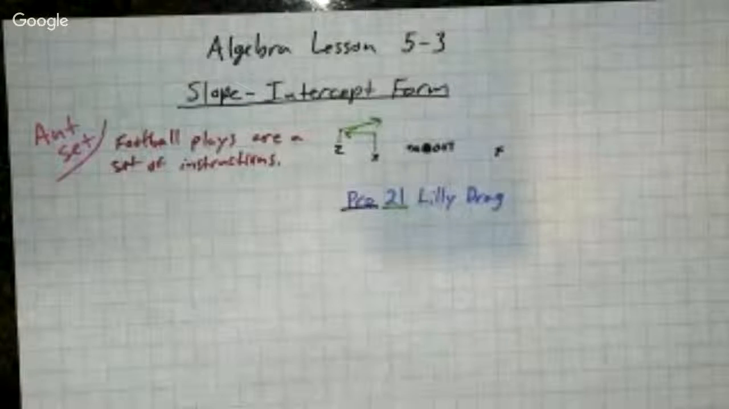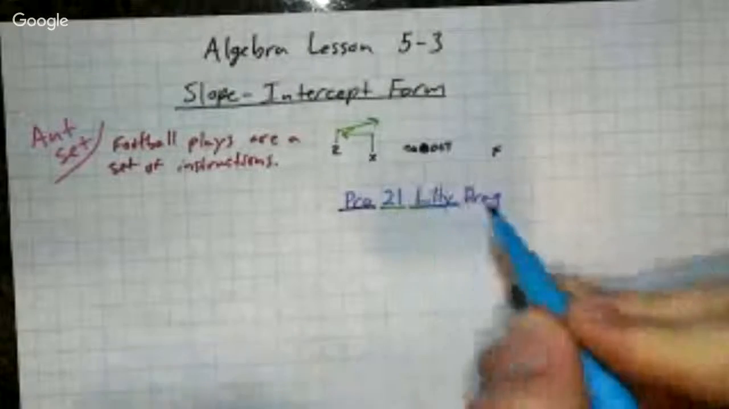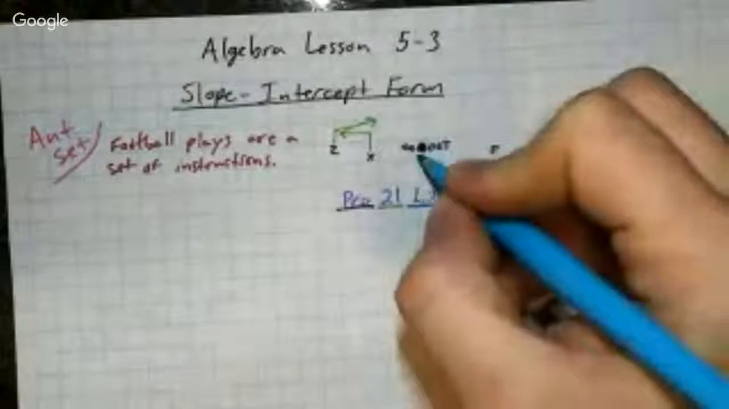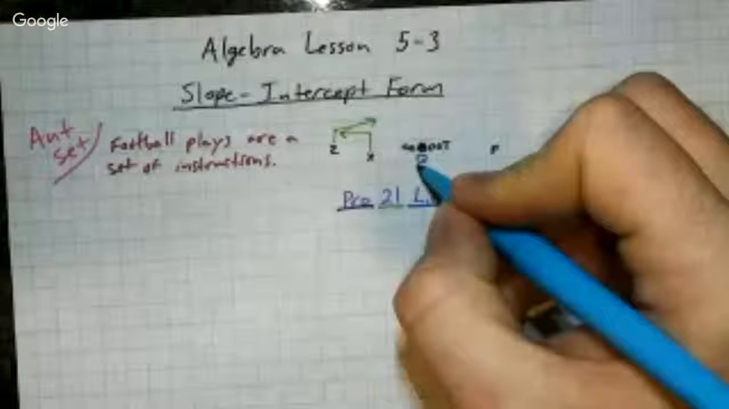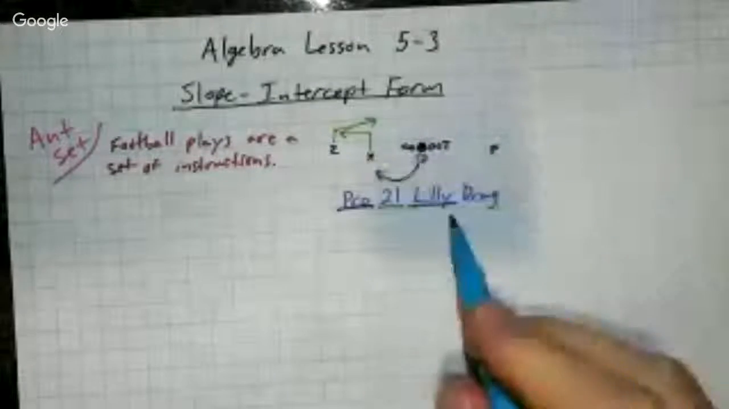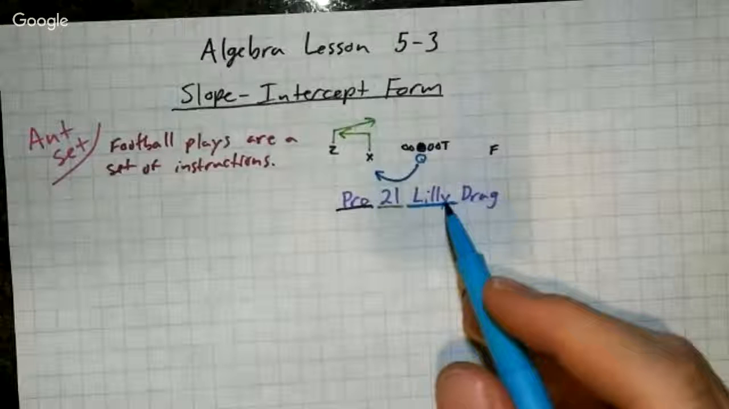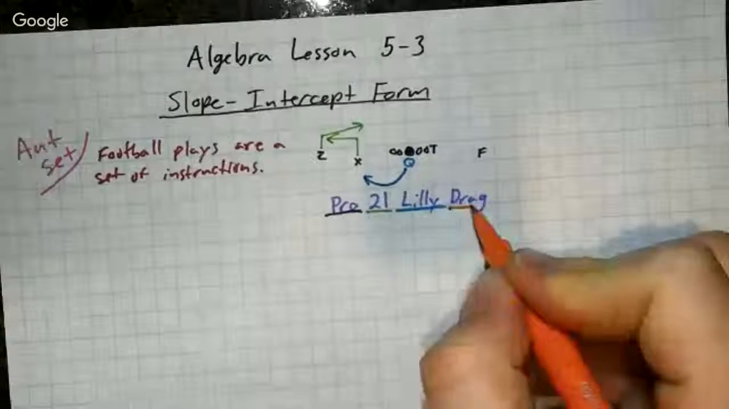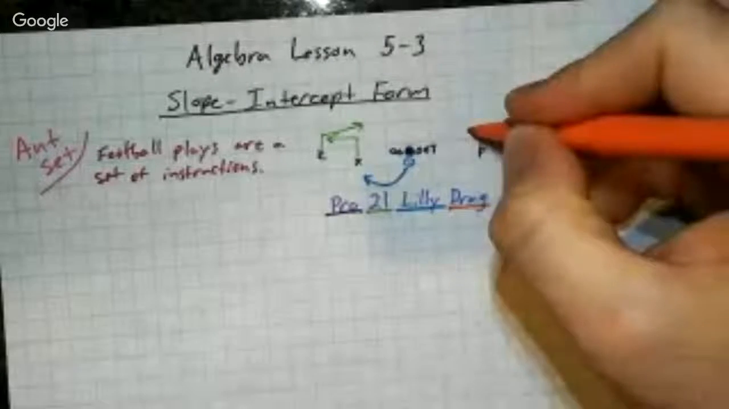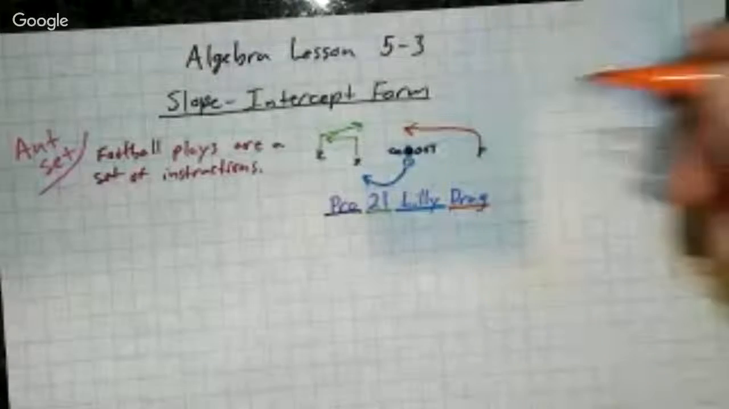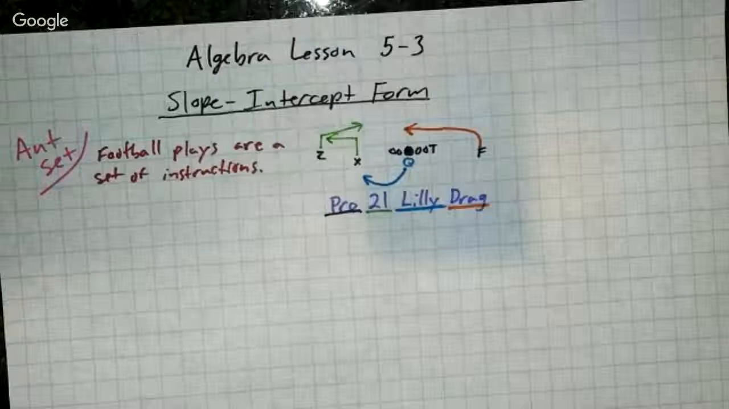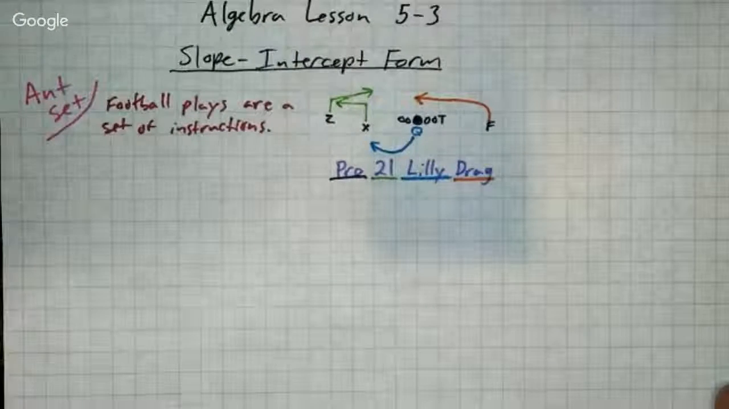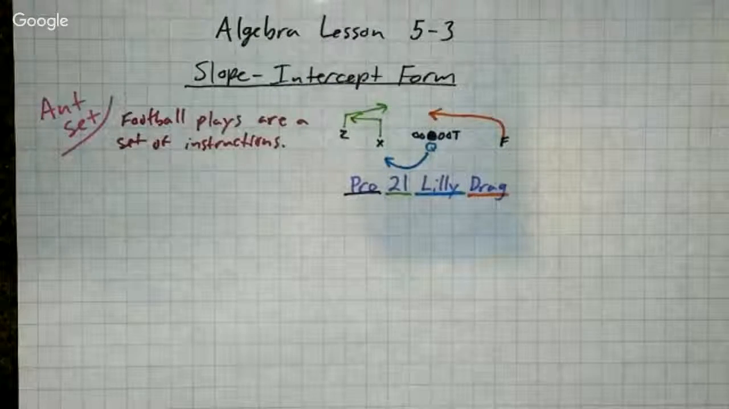The next thing in the play was Lily. And Lily meant that the quarterback would go to the left because L means left. And finally, we had this last part, drag, which meant this receiver would run what we call a drag. So it was a set of instructions. It told us where we were going to be and what we were going to do.